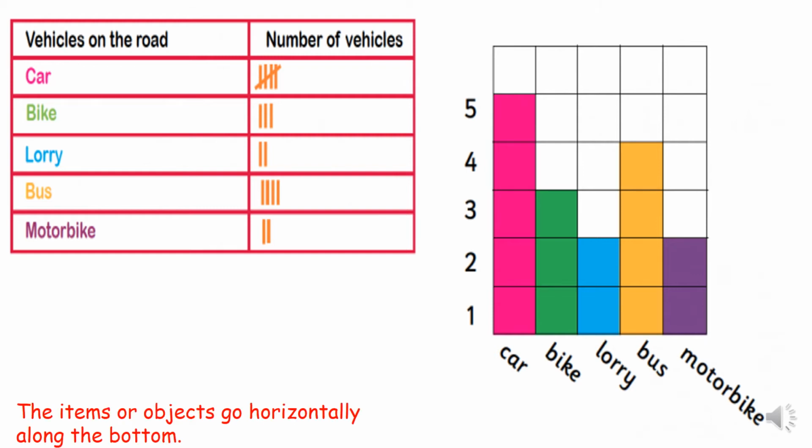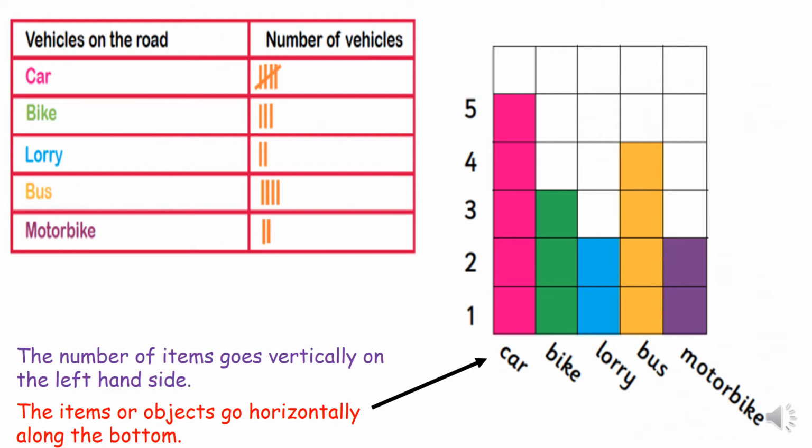The items or objects go horizontally along the bottom. So over here, these are the items: car, bike, lorry, bus, and motorbike. The number of items go vertically on the left-hand side. And these are numbers 1 to 5, and they're going up vertically.